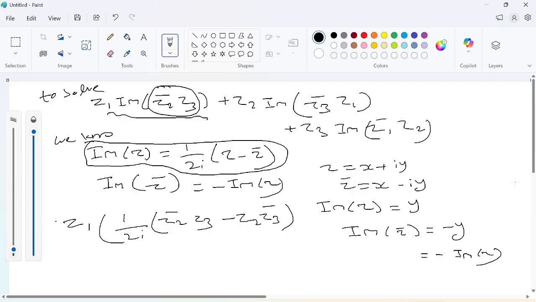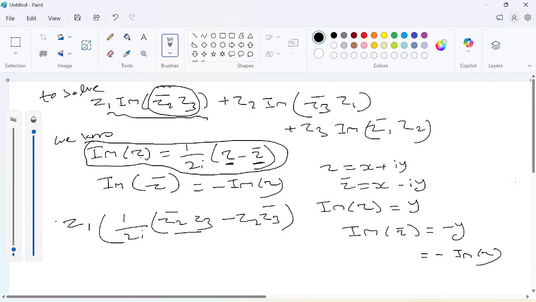Okay. Now, the formula for imaginary of Z is 1 by 2i into Z minus Z bar. Now, in place of Z, what will I write? Z2 bar Z3. Minus, in place of Z bar, what will I write? Reverse the conjugate now, so it will be Z2 Z3 bar. Okay, now this is what.